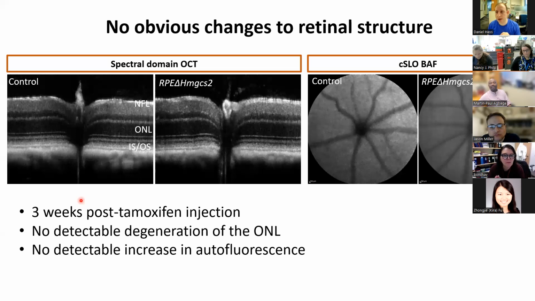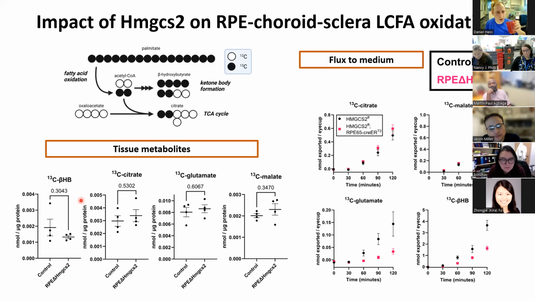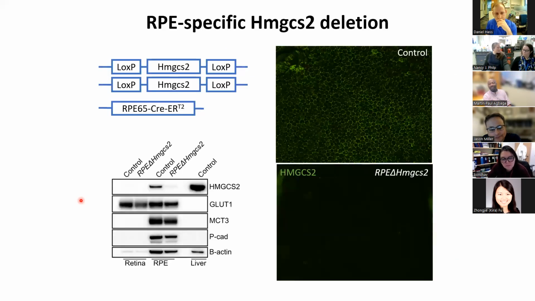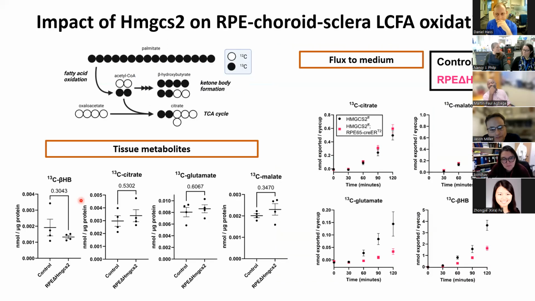Dan, along the same line, if you go to the previous page, your Cre looks really very nice, that you have quite a significant knockout. But when you are looking at the beta hydroxybutyrate, you are using the RPE choroid sclera, so your hypothesis that it could be coming from another cell type is potentially true. Is it possible to isolate the pure RPE cells from those knockouts and do it without a choroid sclera contribution?